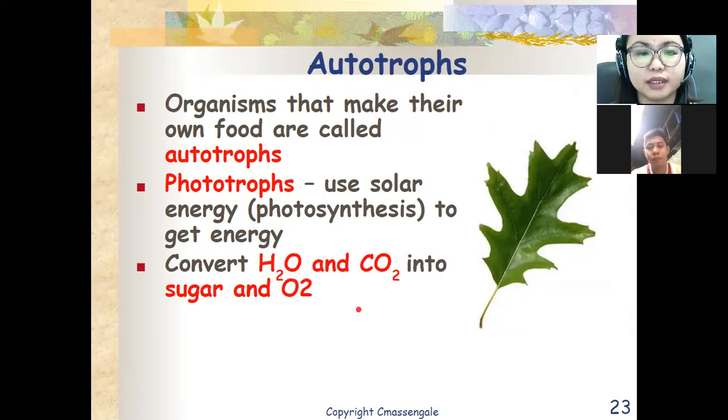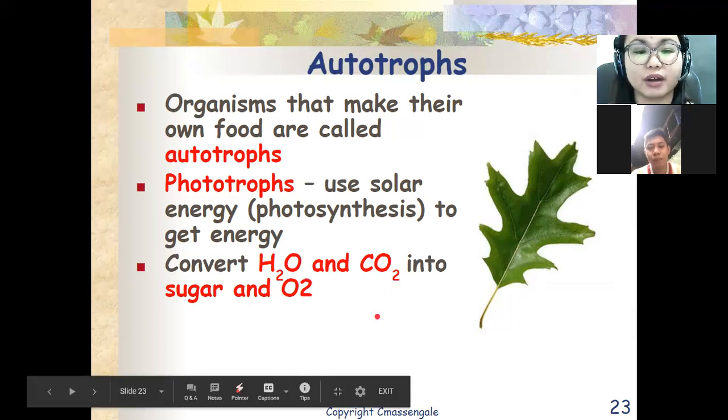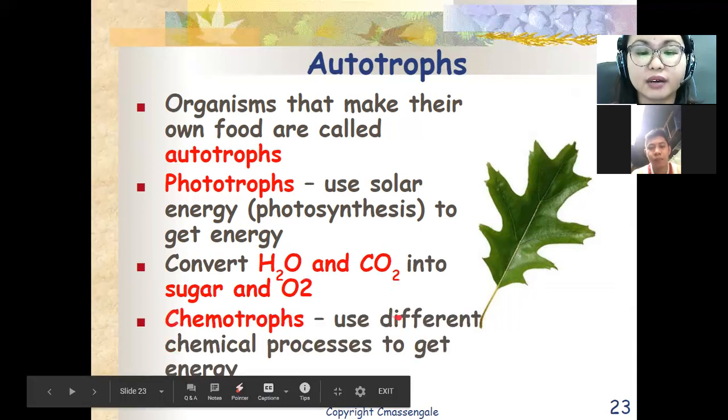And another one is to convert water and carbon dioxide into sugar and oxygen. And there are also chemotrophs, which use different chemical processes to get energy. So it's just about autotrophs, phototrophs, and chemotrophs.